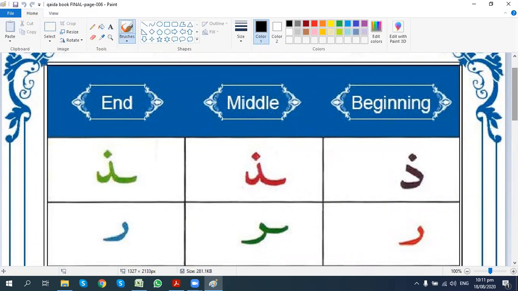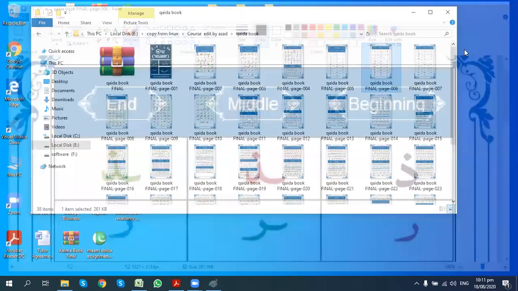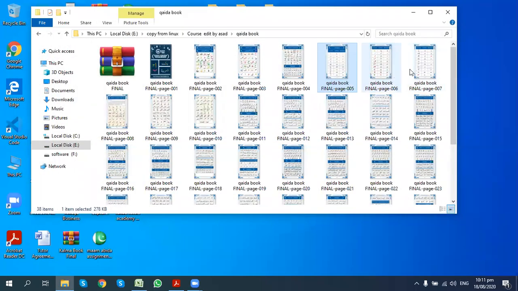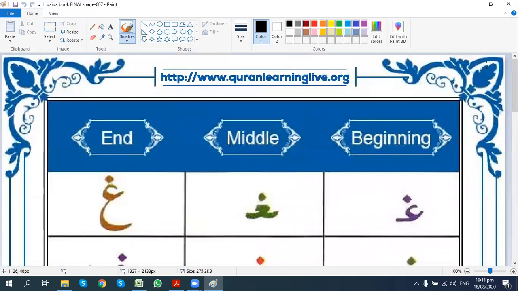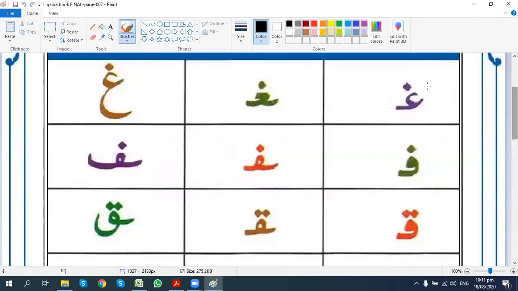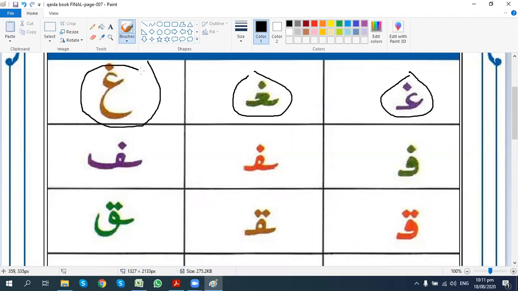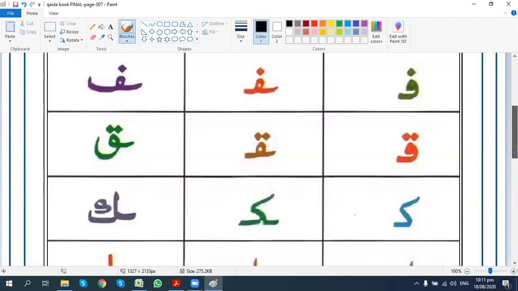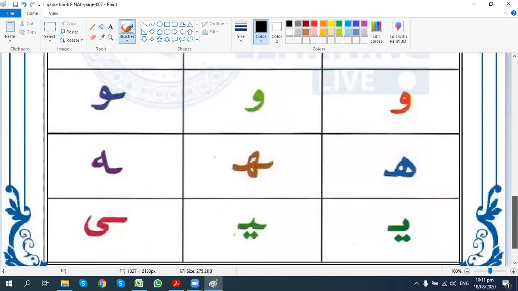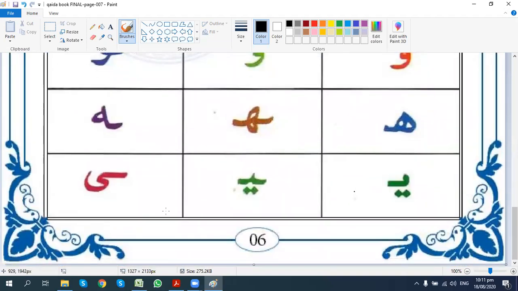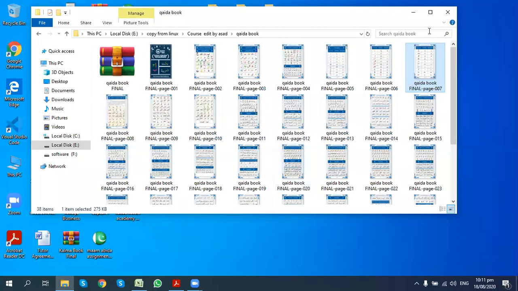So the same lesson will be covered on three pages: one, two, three. All the letters you can teach your students. Whenever the ghain comes in the beginning of any word, it will look like that. When the ghain comes in the middle, and when it comes in the ending, it will look like that. So one by one you can tell your student every letter. When you finish, then you can start your next lesson.